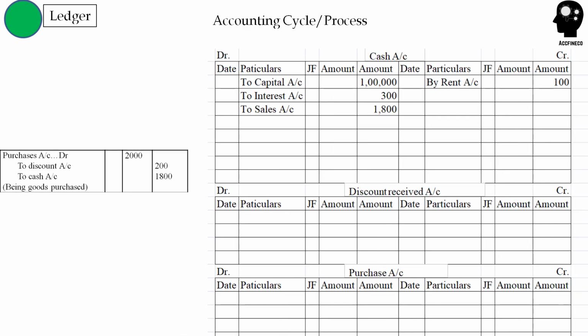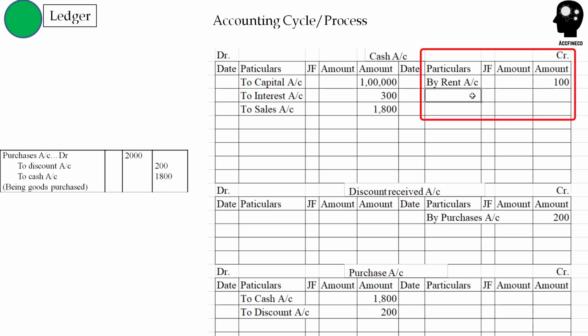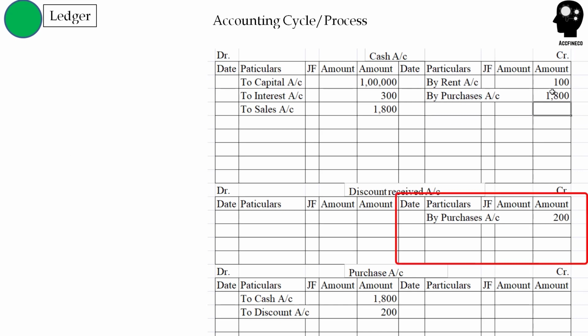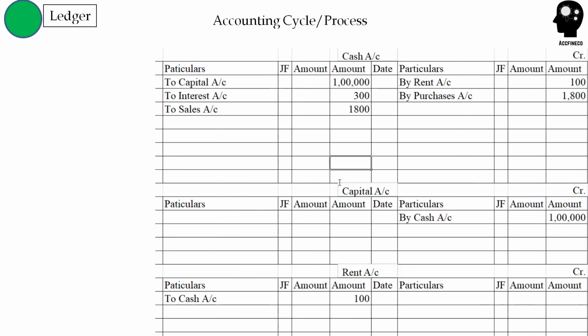And lastly, purchases account debit. So on the left side of purchases, we will write to cash 1800 and to discount 200. Similarly, in the cash on the credit side or right side, we will write by purchases 1800 and then in the discount received account we will write 200. Once all the entries are posted, we close each account to find out the balance. Let's see how we close accounts.